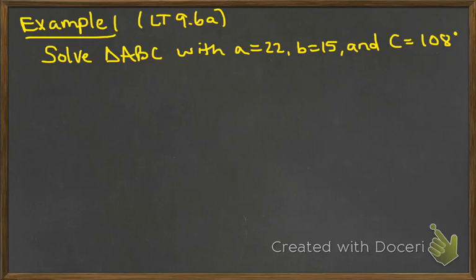So let's now try an example that uses the law of cosines. This is an example of learning target 9.6a. They want us to solve the triangle ABC with little a equaling 22, little b equaling 15, and angle C equaling 108 degrees. Remember, when it says to solve a triangle, that means find anything that's missing. Since they give us three things, we need to find the three missing parts.